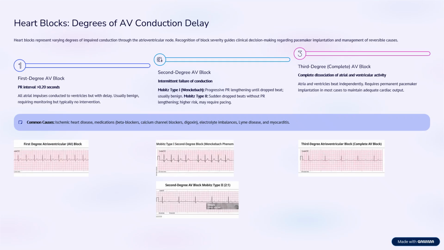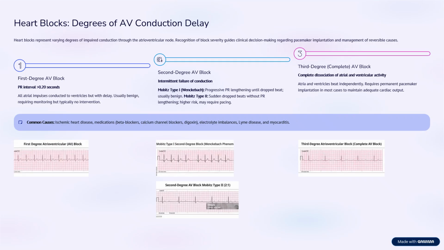Which brings us finally to third-degree, or complete, heart block, in which the atria and the ventricles beat independently because no impulses are conducted through the AV node, meaning there's complete dissociation between the two. The atria follow the SA node's intrinsic rate, which, as you recall, we said was 60 to 100 beats per minute earlier, while the ventricles rely only on their slower escape rhythm, which is usually 20 to 40 beats per minute.